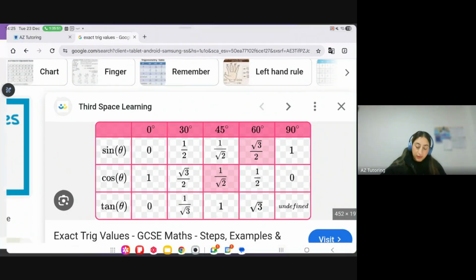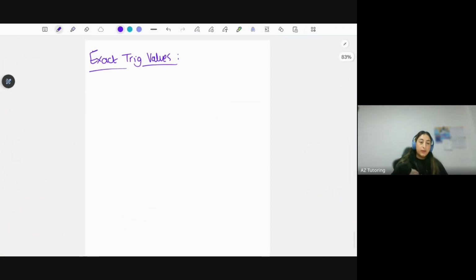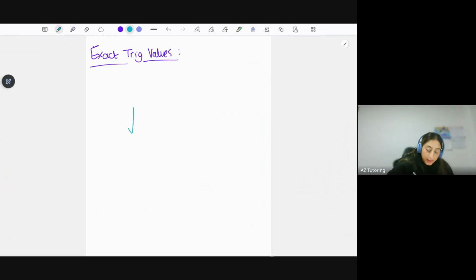So let me just show you how to do it. I'm going to go over it as slowly as possible because it can be quite confusing. You need to draw this table. Draw a big square root. On the left-hand side of the square root, you're going to write sine and cos in this order: sine on top, cos on the bottom. And on top, you're going to write 0 degrees, 30 degrees, 45 degrees, 60 degrees, and 90 degrees. It's always that.